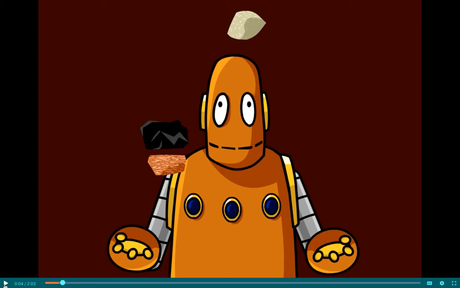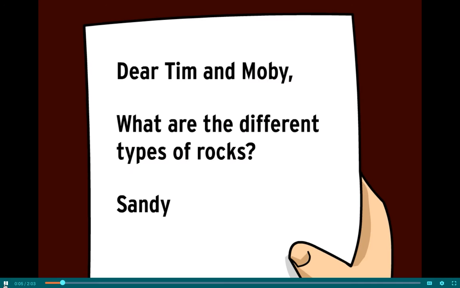Hey kids, today we're just going to further look at, dive deeper into the types of rocks. So we're going to do that through Tim and Moby. I might stop it now and then to point out some important facts. Dear Tim and Moby, what are the different types of rocks?